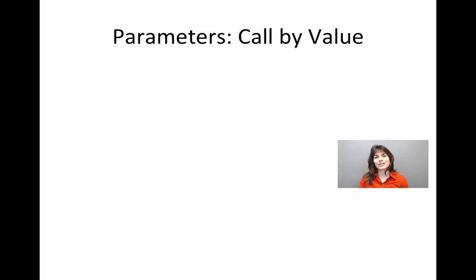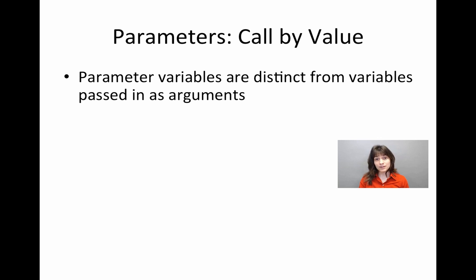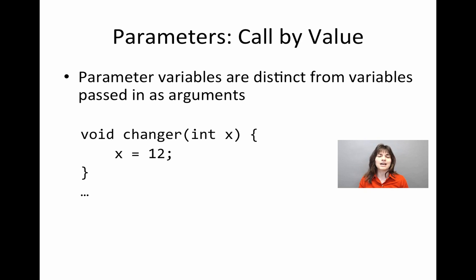Pay attention so that we clarify one tricky point about call by value. We have already mentioned it, but let's make it even clearer. The parameter variables are distinct from the variables that we pass in as arguments to the method. Consider this example. We have the method changer that has one parameter, int x. Inside the method body, we do something to change the value of x.